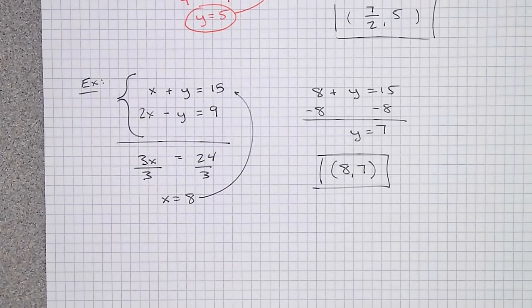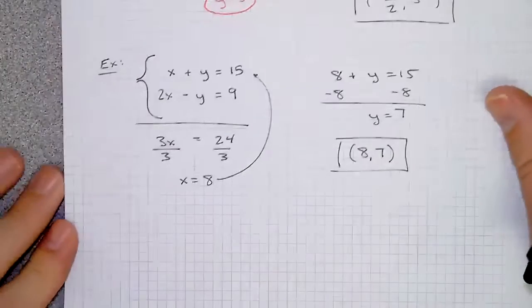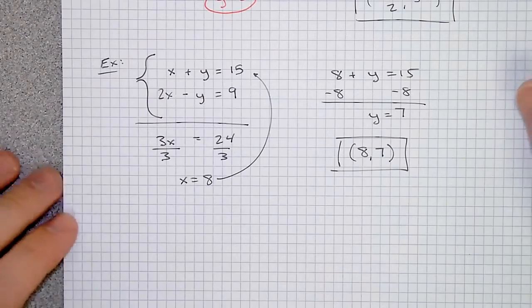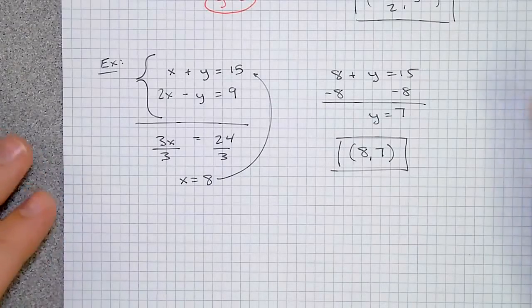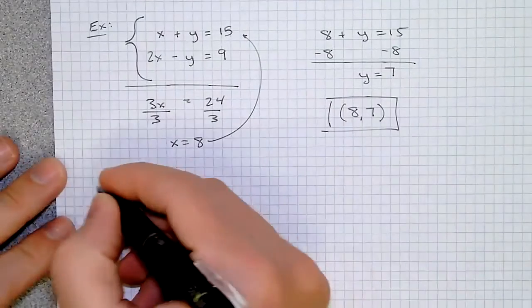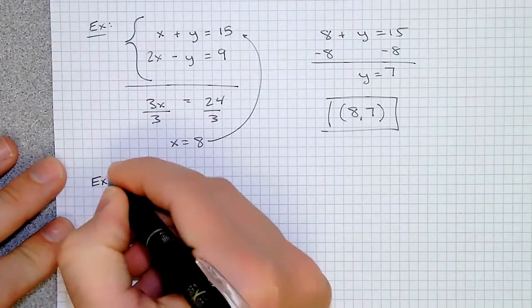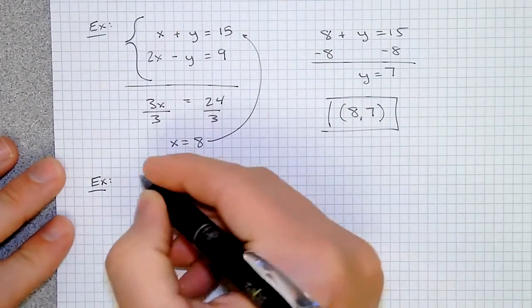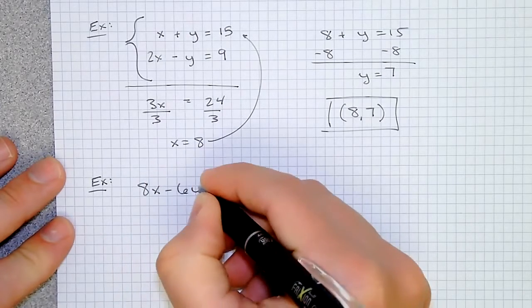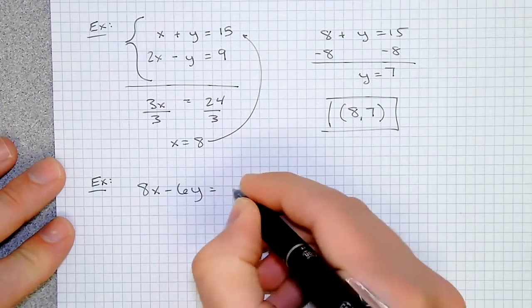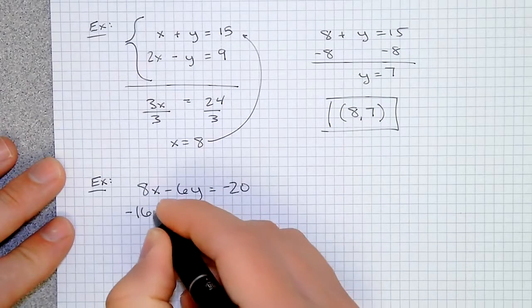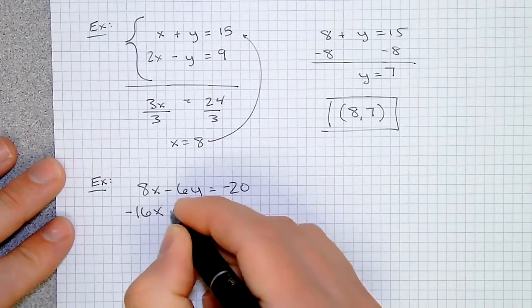All right. Good news, bad news. I don't really have good news. You guys are all doing great. That's the good news. Bad news, it gets a little bit more complicated than that. So let's say we're asked to solve a system that looks like this.